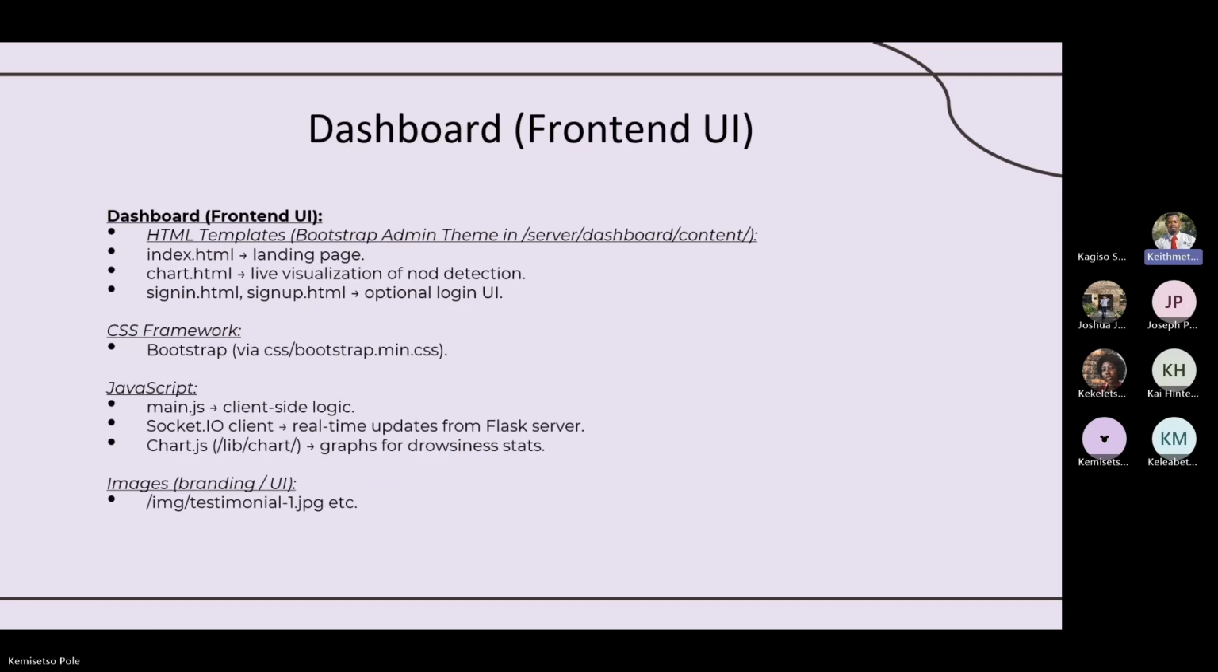And moving on for our dashboard, we made use of HTML templates, and we have 3 pages called index, chart, and sign in. The index is for the landing page, the chart is for live visualization of node detection, and sign in is optional for the login user interface. Then under our styling and CSS, we use Bootstrap. Under JavaScript, we use main.js, which is basically our client-side logic. Under socket.io client, we have our real-time updates from our Flask server. Then under chart.js, we have graphs for drowsiness statistics. Then we also have images.